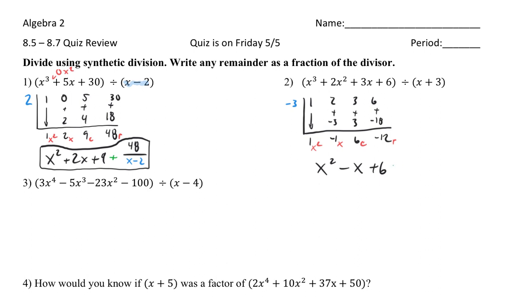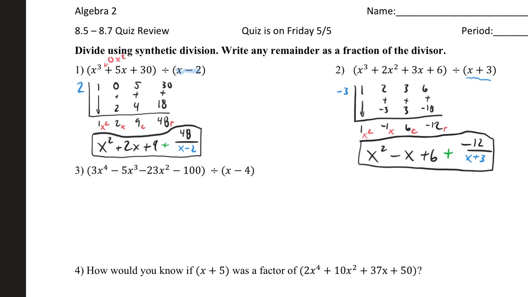Again, always a plus sign here, no matter the sign. The negative 12 is going to go over, and our divisor was x plus 3. So there is our quotient. One last one of these.